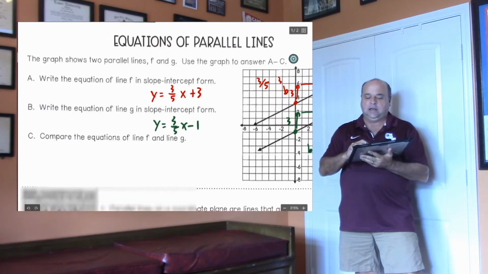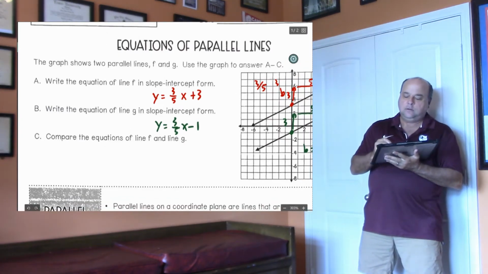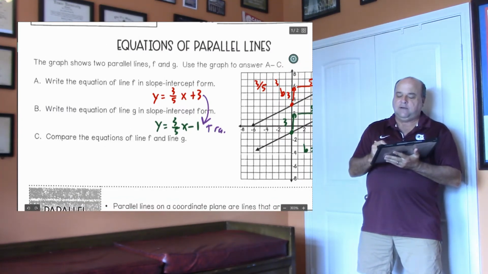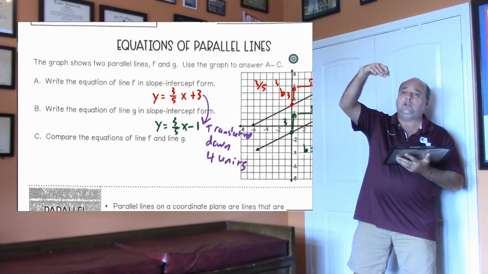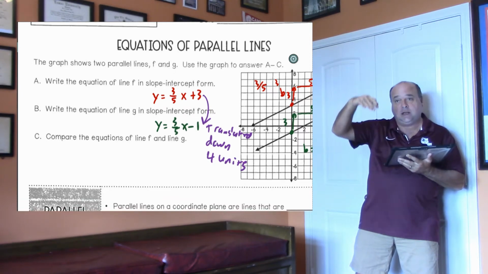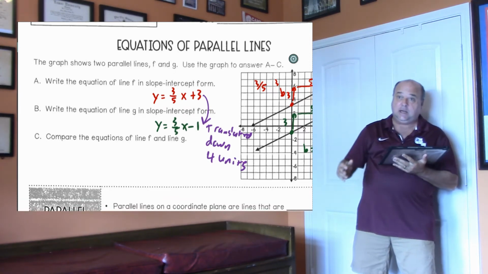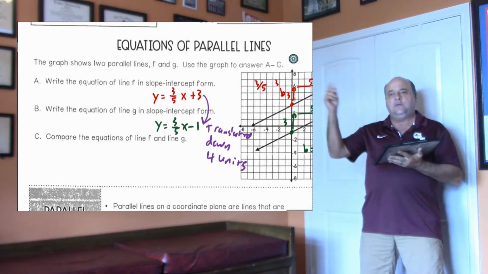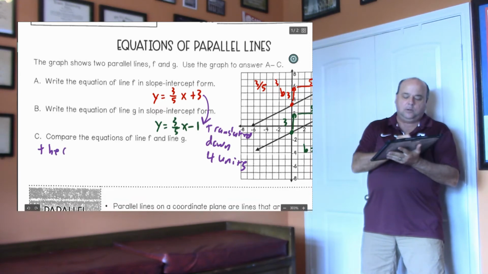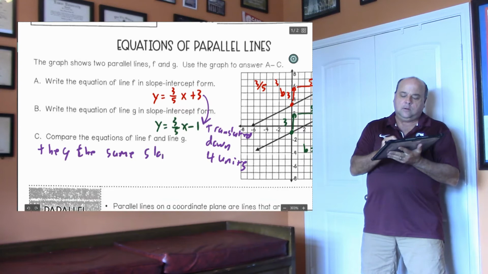Okay, so basically, this line was translated down 4 units, right? Remember that from junior high? And the slopes did not change, did they? So basically, we took line F and we slid it down 4 spots. We translated it. And notice that the lines never cross, okay? Compare the lines. They have the same slope and different y-intercepts.